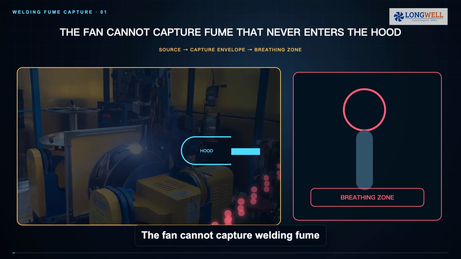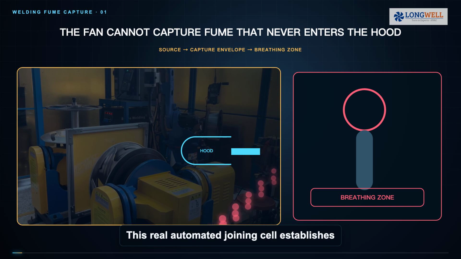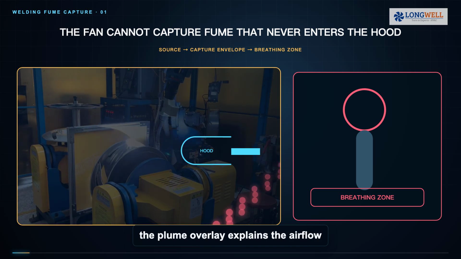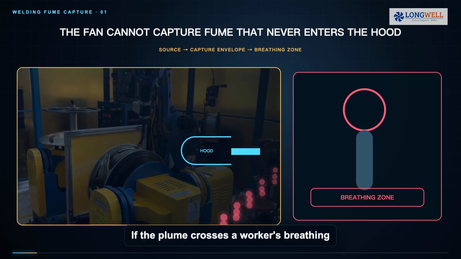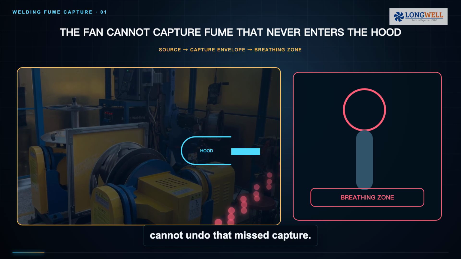The fan cannot capture welding fume that never enters the hood. This real automated joining cell establishes the source process. The plume overlay explains the airflow question. If the plume crosses a worker's breathing zone first, a larger downstream blower cannot undo that missed capture.